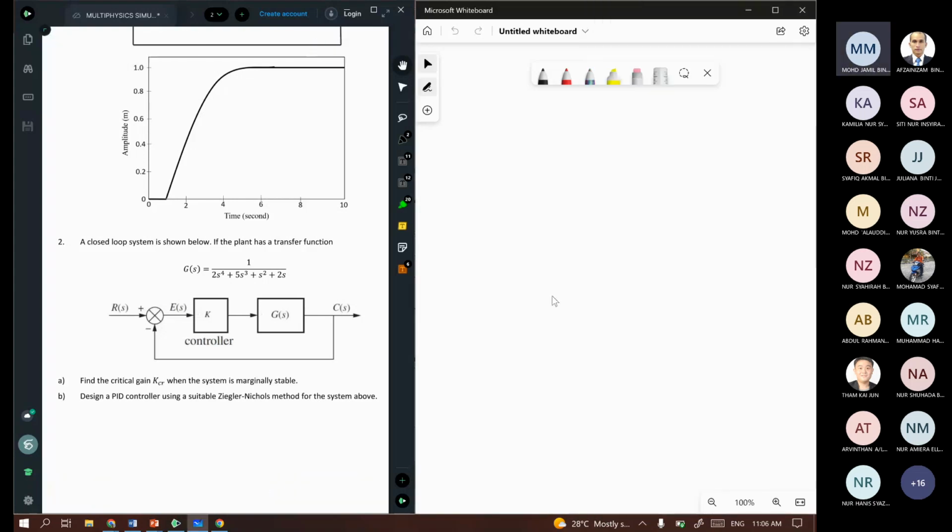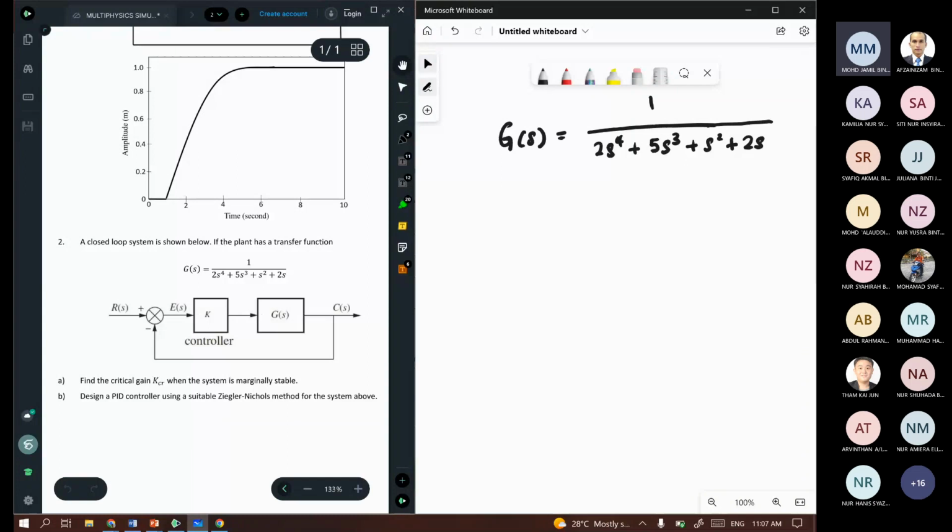So a closed loop system is shown below. If the plant has a transfer function given by G(s), find the critical gain KCR when the system is marginally stable. So firstly, we have G(s) equals 1 over 2s to the power 4 plus 5s cubed plus s squared plus 2s. So what you need to do first is find the closed loop transfer function of this system, assuming the controller is made up of only KP.